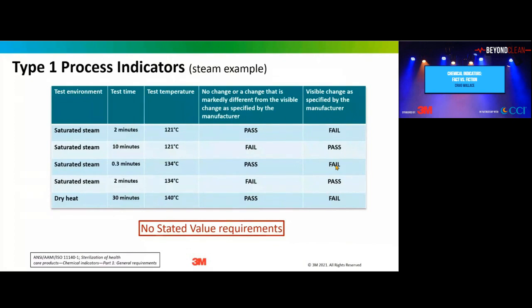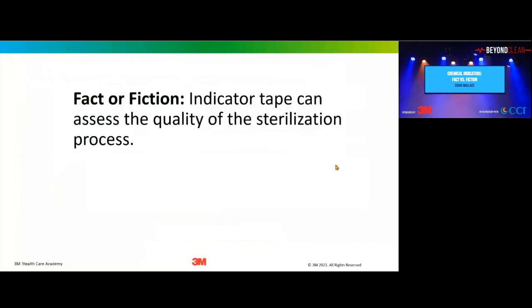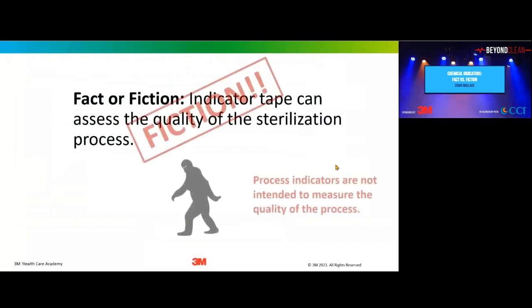So going back to our original question, fact or fiction, indicator tape can assess the quality of the process, and that is fiction. So process indicators are not intended to measure the quality of the process. They're not specified that way.